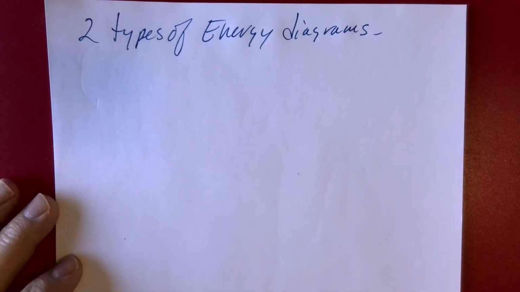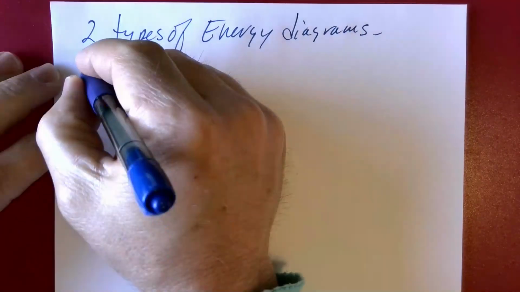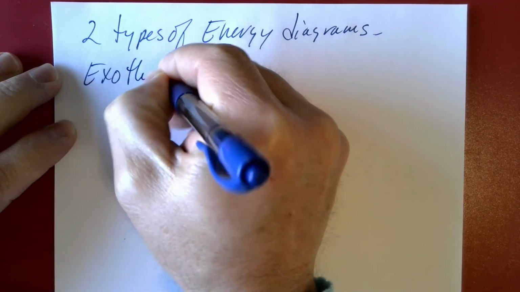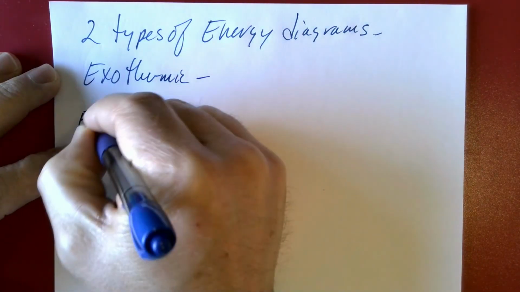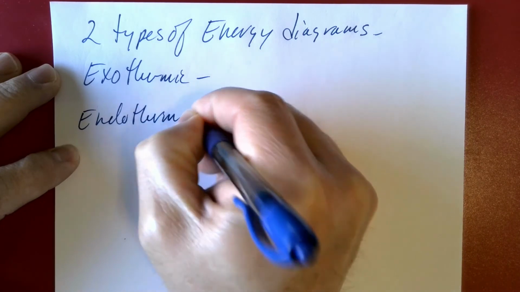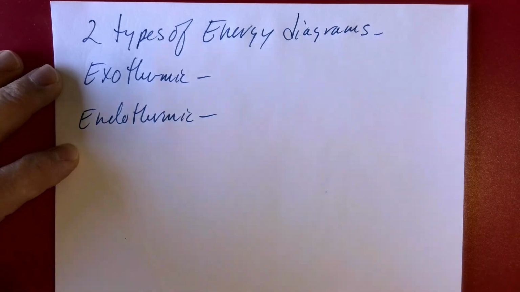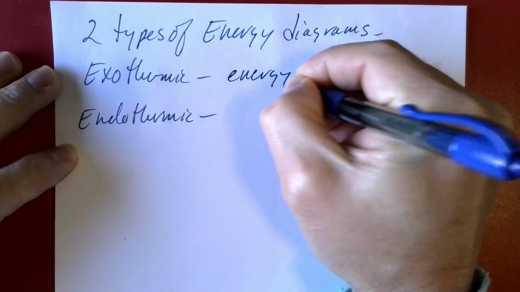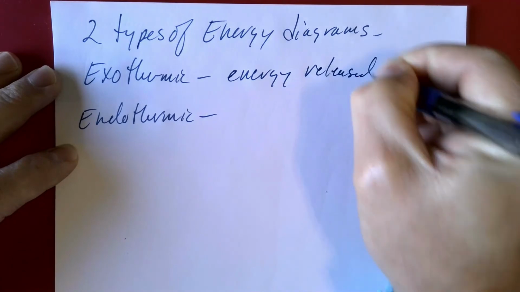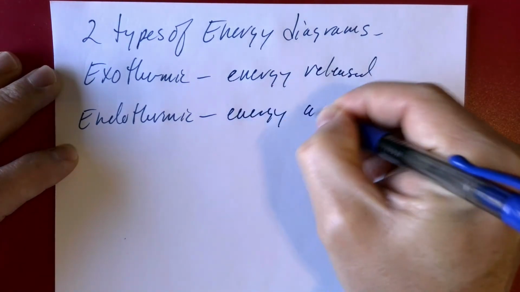Alrighty, so does anybody know what two types of energy diagrams there are? Anybody read any of this? No? Okay, they're what are known as exothermic and endothermic. Does anybody know the difference? Nobody? In exothermic, they're releasing energy, and in endothermic, they're gaining energy. Energy released and energy absorbed.